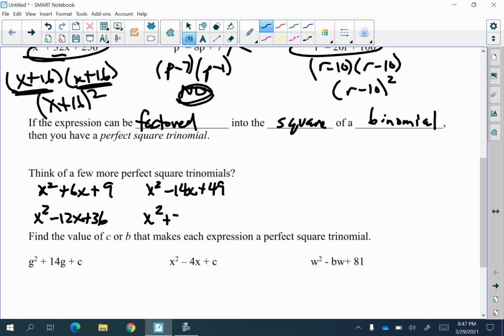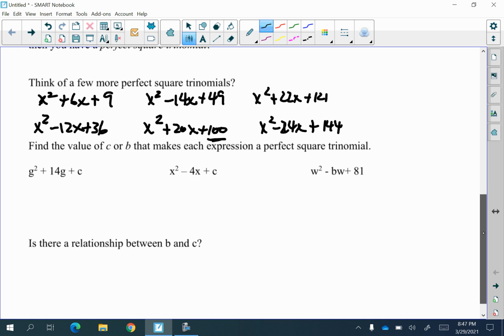And again, these are just a few that I'm putting down. But again, it's when I square that number, and when I add those two together, I get that middle number. Okay? I can do x squared plus 22x plus 121, because 11 times 11 is 121, and 11x plus 11x is 22x. So lots of different examples here. Here's x squared minus 24x plus 144, which is x minus 12 squared. Okay? So when I get to the bottom here, I'm trying to figure out the value of c.